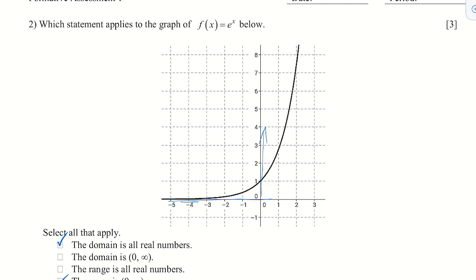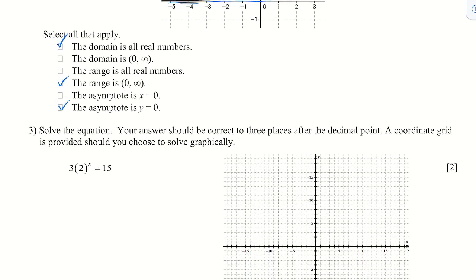It's also kind of nice that they actually give you the graph to go along with this, so you don't have to really do any guessing games. And it says solve the equation, use your answer. Your answer should be correct to 3 decimal places. Use the coordinate grid to provide your work, should you choose to solve it graphically.